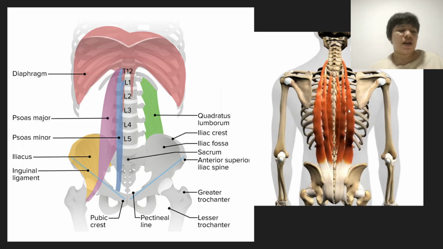Now, let's move on to the muscles at the back. We find muscles such as the erector spinae, the quadratus lumborum, and the powerful psoas major and iliacus, which together form the iliopsoas, the main flexor of the hip.